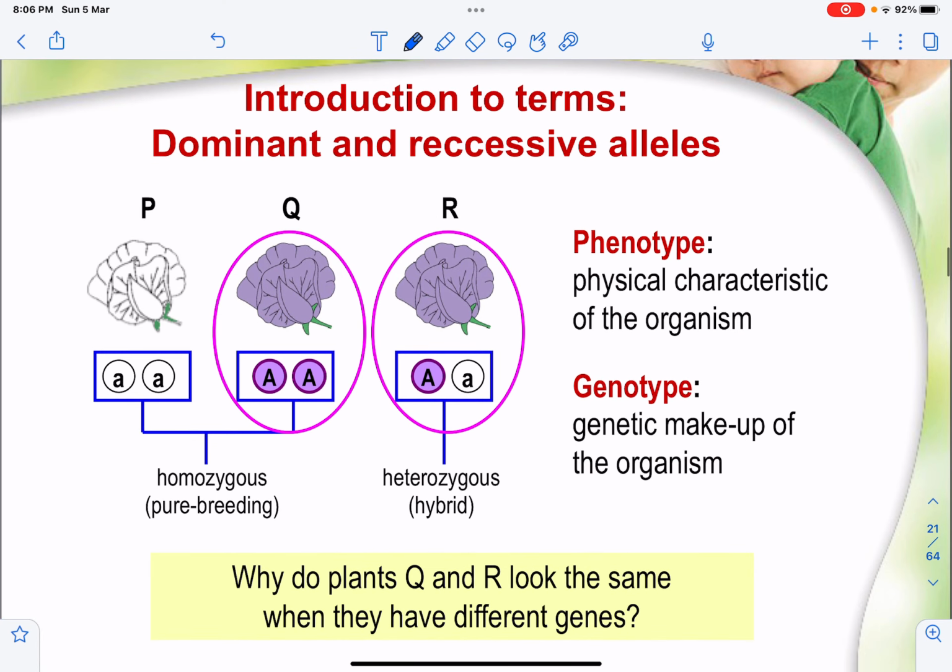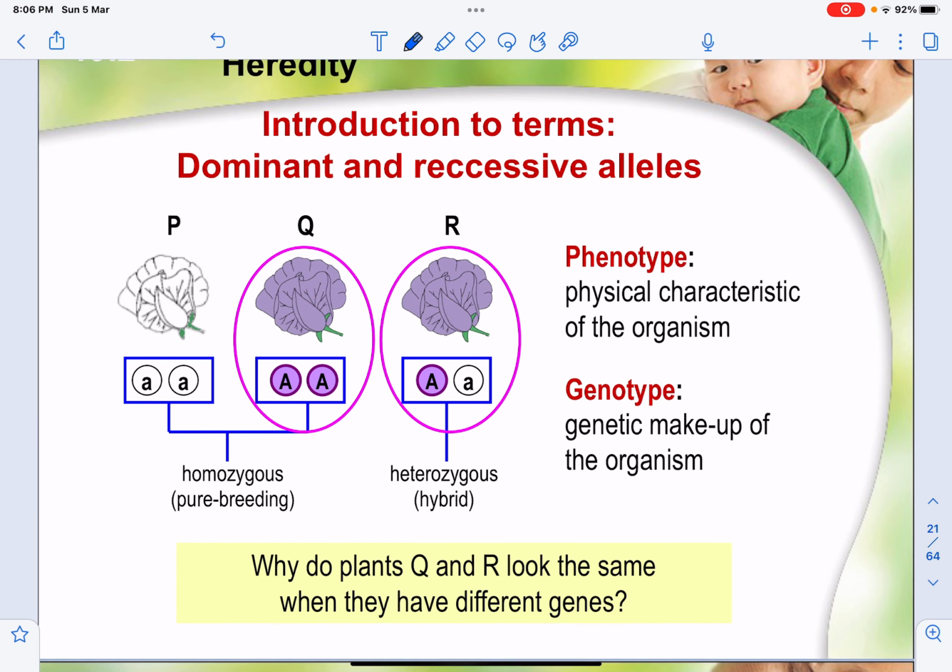Okay, so when we look at this, what we can see is the phenotype. Phenotype is something physical that you can see. For flower Q and R, even though R is heterozygous and Q is homozygous dominant, it will still be reflected as pink because they have the dominant allele A. However, for P, because it is homozygous recessive in terms of the gene, it will remain white.